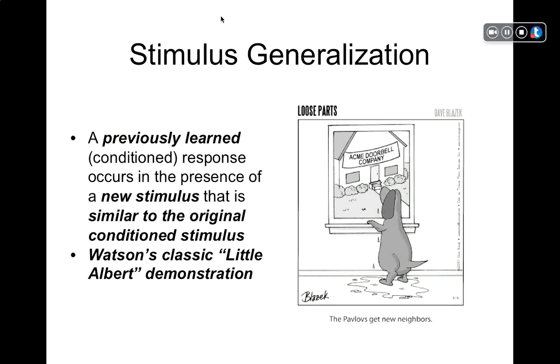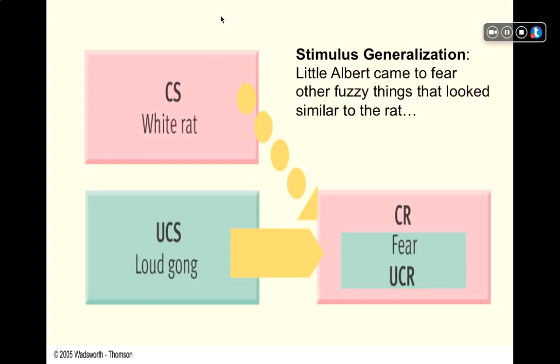All right, so an example of this would be Watson's classic Little Albert demonstration. So here's what John Watson did. This was kind of an awful experiment that Watson did, but it's become a classic because it is a good example of stimulus generalization. So here's what Watson did. He took a little orphan boy, little Albert, little baby, and he banged a gong in the presence of little Albert, and little Albert reacted with fear. So the unconditioned stimulus was a loud gong. The unconditioned response was a fear response.